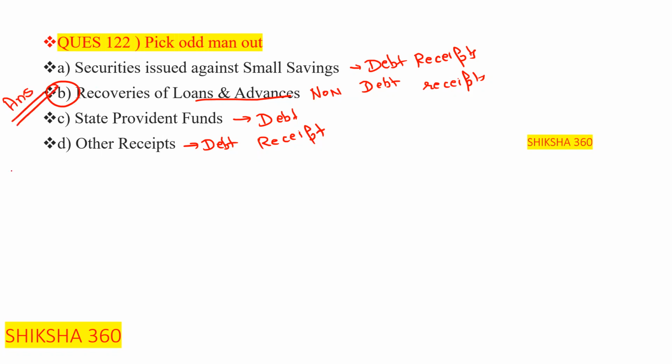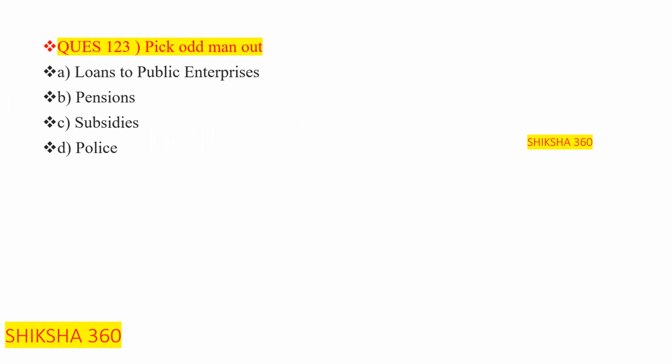Now move to question number 123. Pick odd one out. First one is loans to public enterprises. Second one is pensions. Third one is subsidies. Fourth one is police. Directly you will find these points in the session, where we have already discussed.